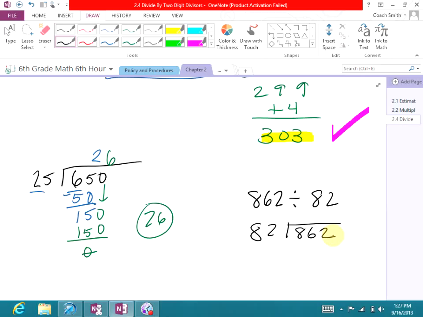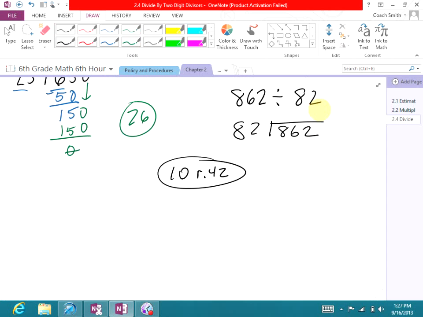10 remainder 42. What? 10 remainder 42? Yes, that is correct. 10 remainder 42. Now, here's why it is that. Okay? We say, let me move it up. 82 goes into 86 one time, 82, remainder 4, bring down my 2. 82 does not go into 42, so I put a 0 there, subtract it.